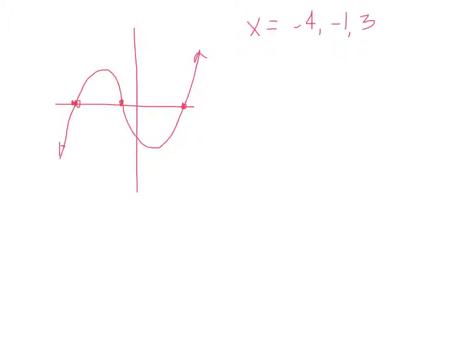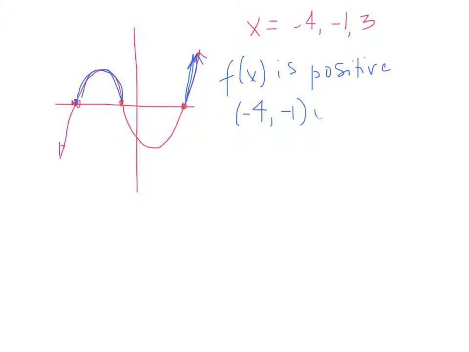But one of the things I want to point out is where this graph is positive and where it's negative seems to be an issue. From that 0 to this 0, the graph's positive, and this one's positive here. So f of x is positive between negative 4 and negative 1, a break, and from 3 to infinity. All right, let's do when f of x is negative. F of x is negative from here down, and from those 2 points.